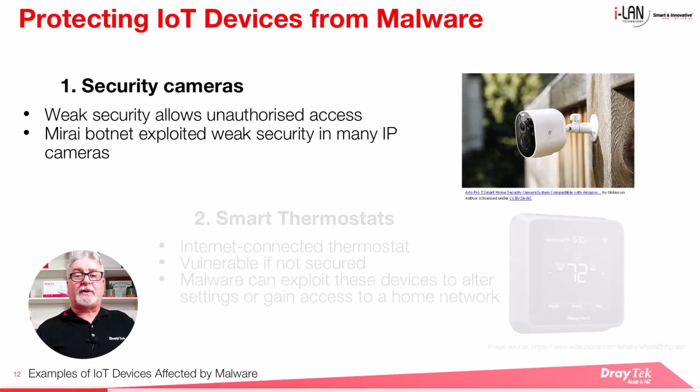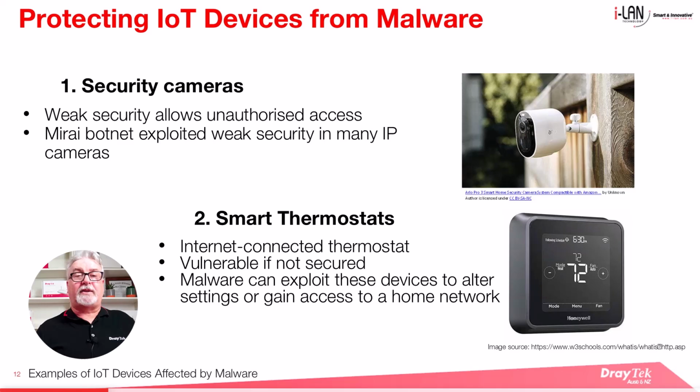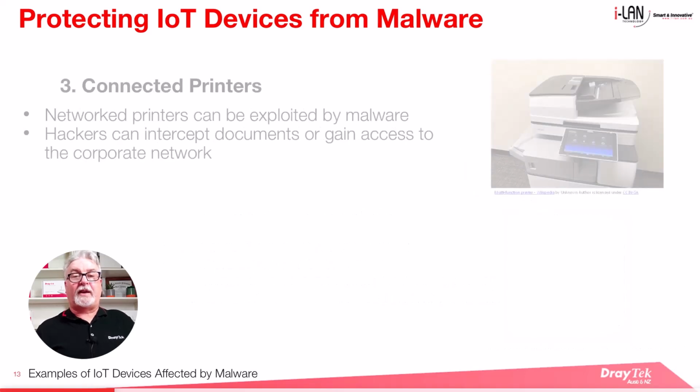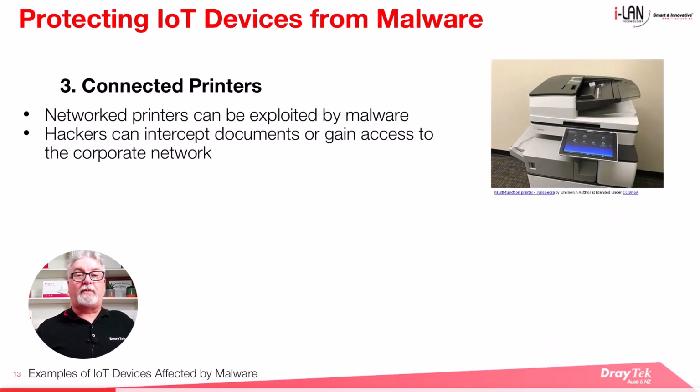The second example is smart thermostats. These are connected to the internet and can be vulnerable if not properly secured. Malware can be used to exploit these devices to alter settings or gain further access to a home network. Next, we have connected printers. These can be exploited by malware, allowing hackers to intercept documents or gain access to a network. Malware targeting printers can lead to data breaches or sensitive information leaks.